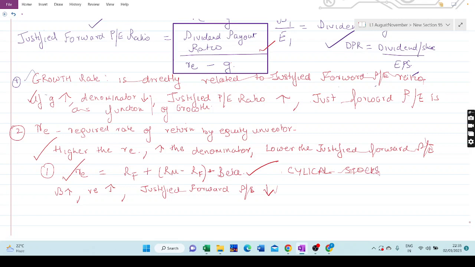What are cyclical stocks, guys? Stocks whose earnings are tied to the business cycle, whose EPS are tied to the business cycle. Cyclical stocks do well when the economy is doing good, and they do poorly when the economy is in a recession. So can you name a particular stock which is cyclical in nature?